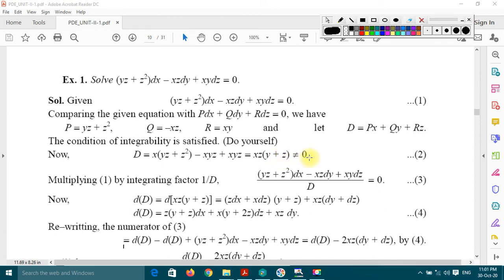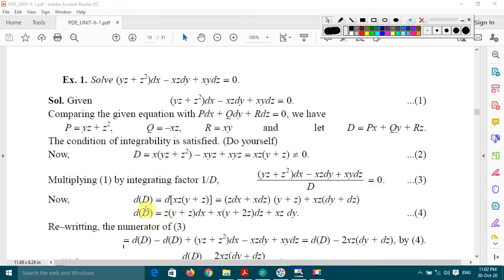non-zero. Okay, next, if D is non-zero, then multiply 1 by D to the given differential equation. Our given differential equation is yz plus z square dx minus xz dy plus xy dz. So we multiply with 1 by D, then the denominator D is not equal to 0.